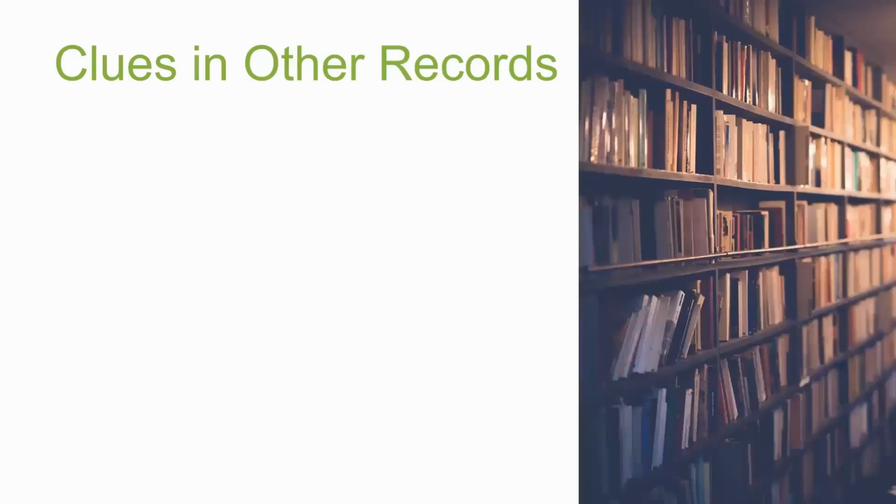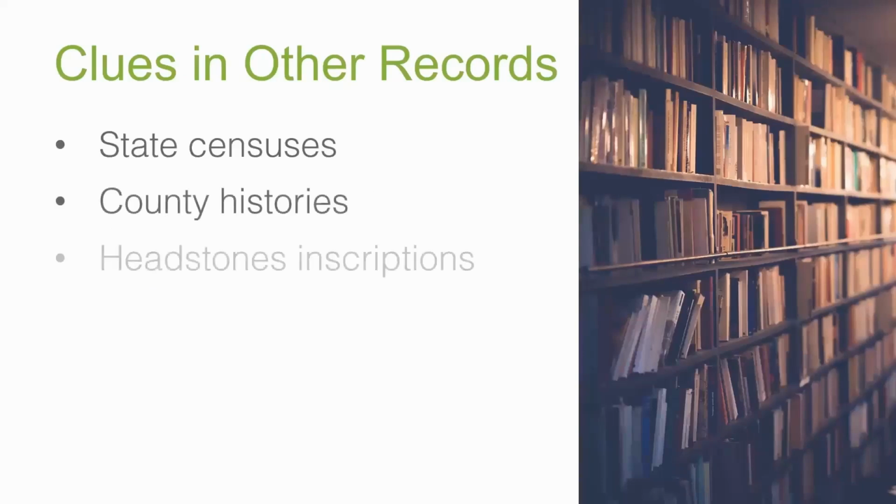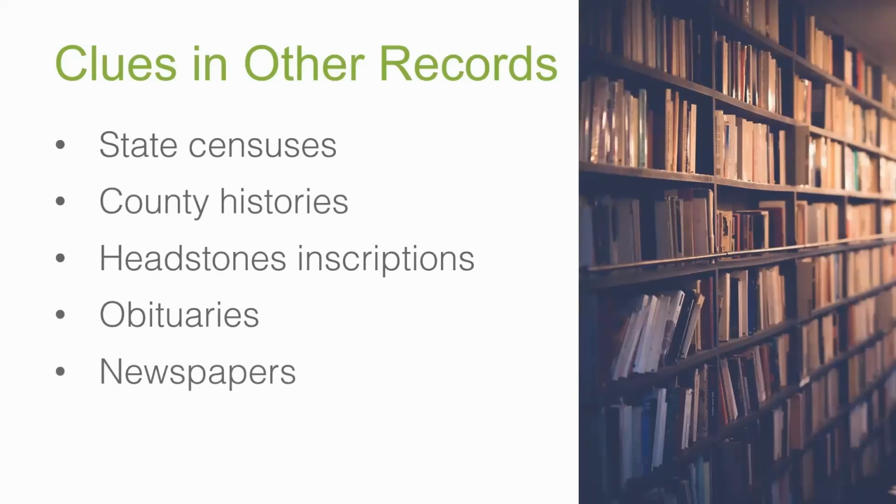Other clues that might have some information about military service include state censuses, county histories, headstone inscriptions, obituaries, or even newspapers. So make sure that you're trying to get as many records about your ancestor as you can, to see if there are any clues about their military service or other key information to determine the difference between your ancestor and another man that has the same name.